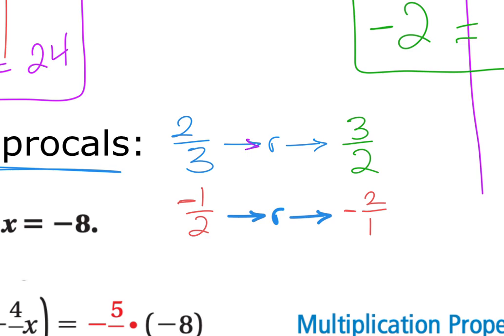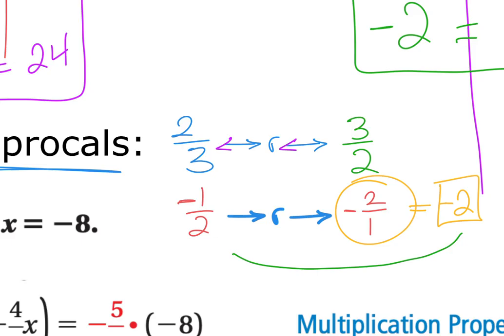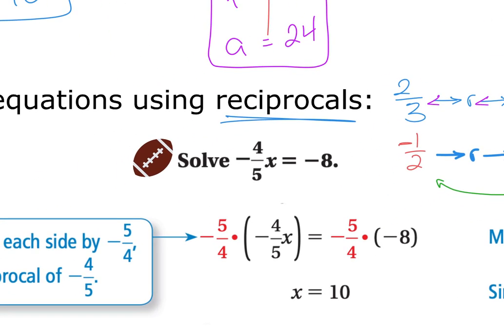I was drawing the arrows going this direction, but I could also draw them going this direction. If you started with 3 over 2 and you want the reciprocal, it's 2 over 3. If you started with negative 2 over 1, it's negative 1 over 2. Another thing is that negative 2 over 1 is also equal to just negative 2. So if you were to ask, what's the reciprocal of negative 2? You could say it's negative 1/2. Okay, so that's a reciprocal.